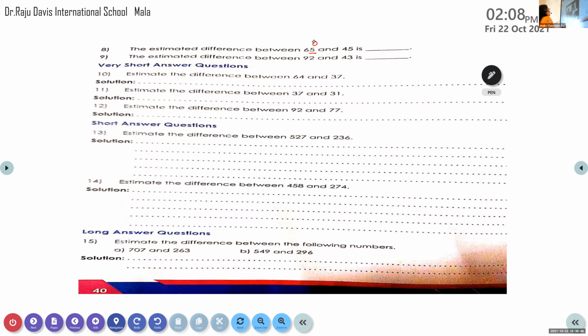Why are you adding 1? What is the reason we are adding 1 to the tens place? 5 is equal to 5, so we have to add 1 to the tens place. It will be 70. And 45 will be 50. Yes.